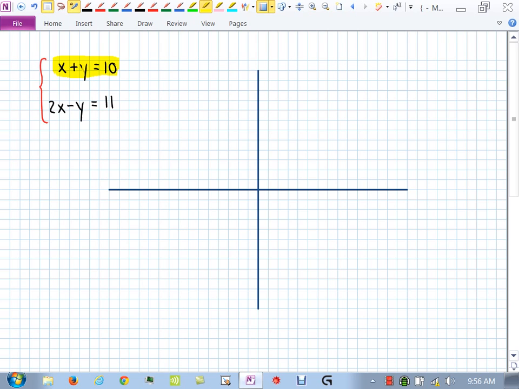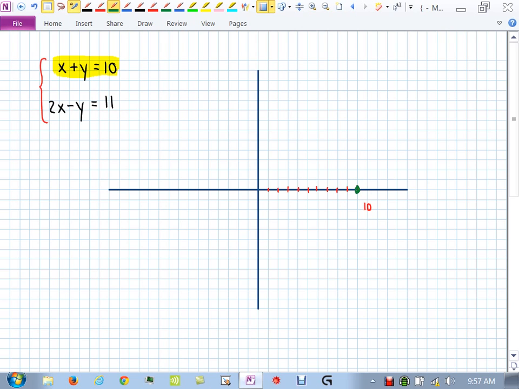Do you all agree? Now, of course, you might have to do this by hand on the side, but I'm trying to work through this quickly. So that means I go out 10 on the x-axis. 4, 5, 6, 8, 9, 10. And I'm going to put a dot here.